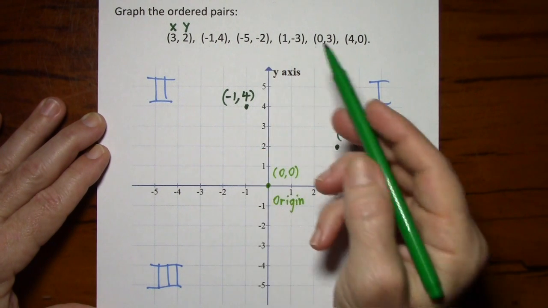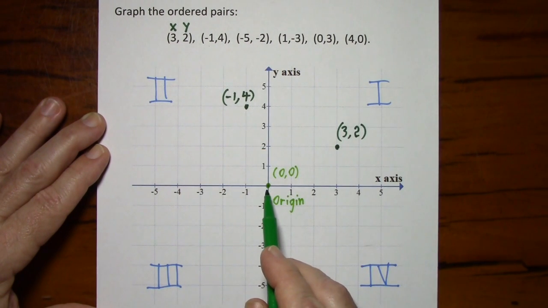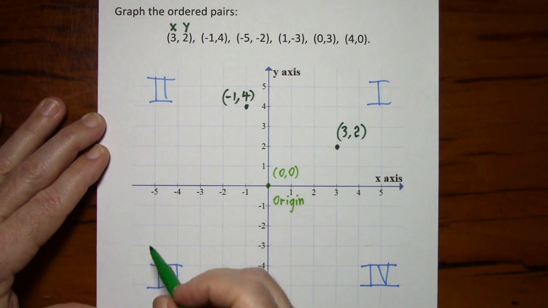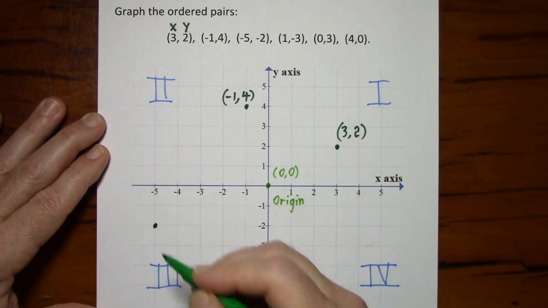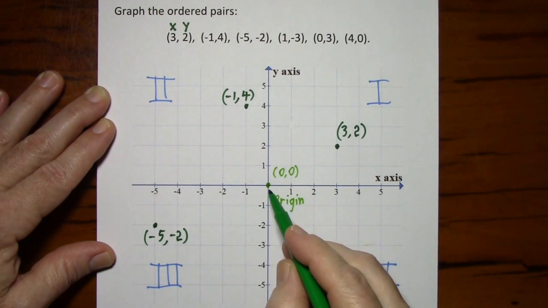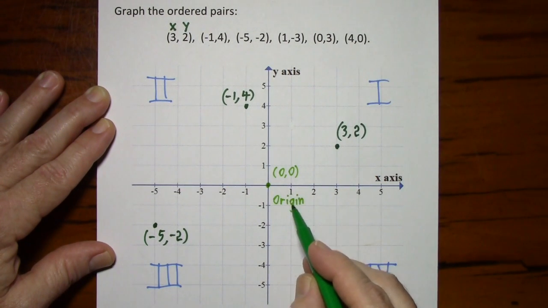-5, -2, starting from the origin. For the x values, you move -5. For the y values, you move -2. You put your dot here. For 1, -3, you move over 1 and down 3.